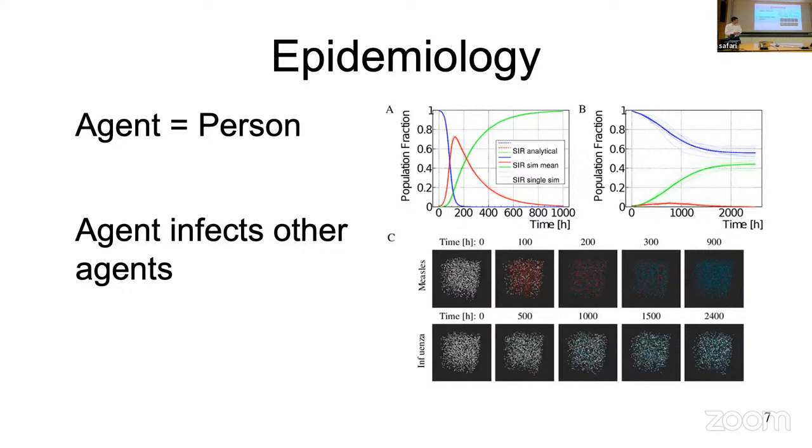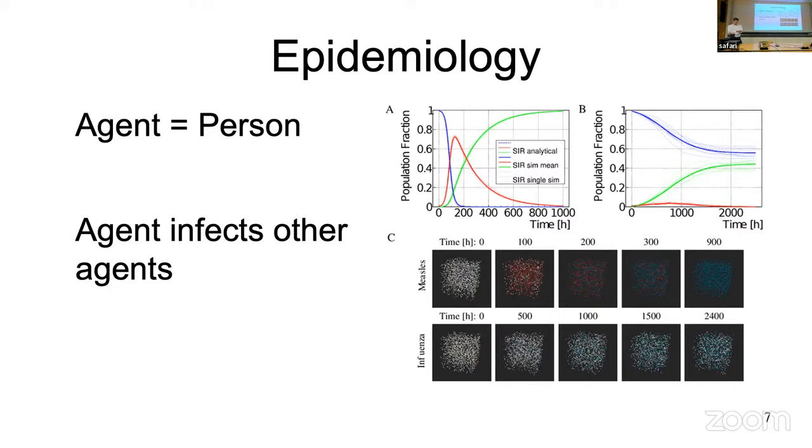Agent-based modeling is often used for epidemiology. Here we can see a visualization of such a model. I won't go into the details of this, but in this case, an agent is a person, for example, that can infect other agents and might also die or something.